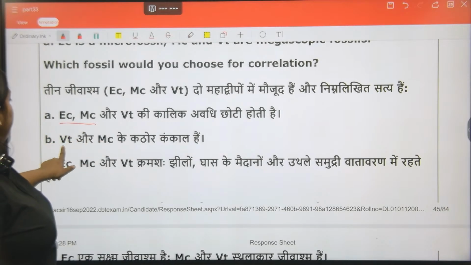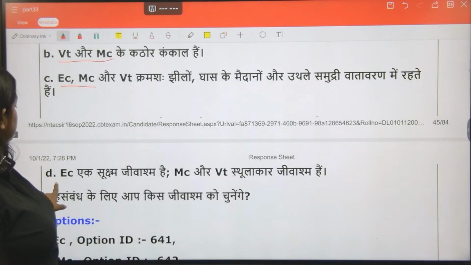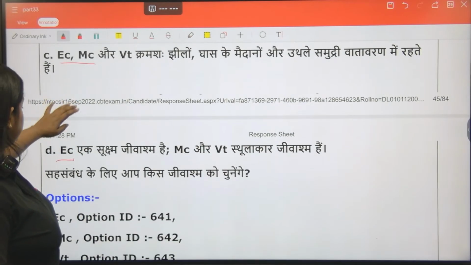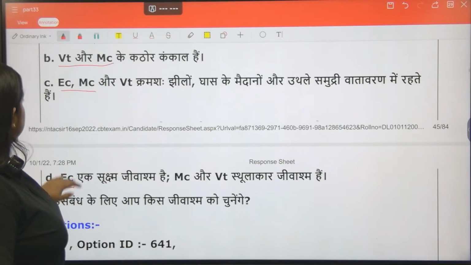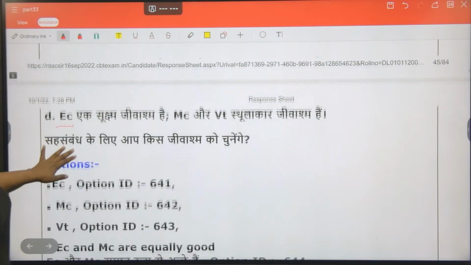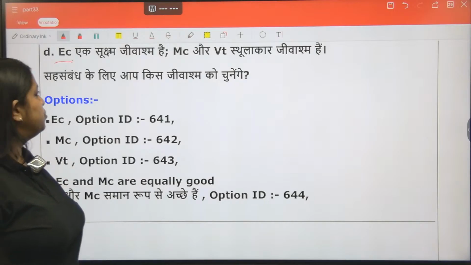EC and MC, VT or MC? EC, MC is the C option. D option is only EC. These are the different options. These are the three different situations: EC, VT, EC, MC, and EC. So options EC, MC, VT, EC, and MC are equally good. These are the four options. Which one will you choose?